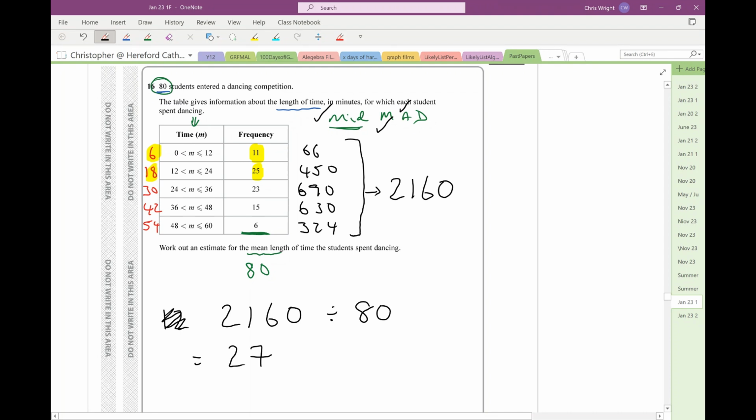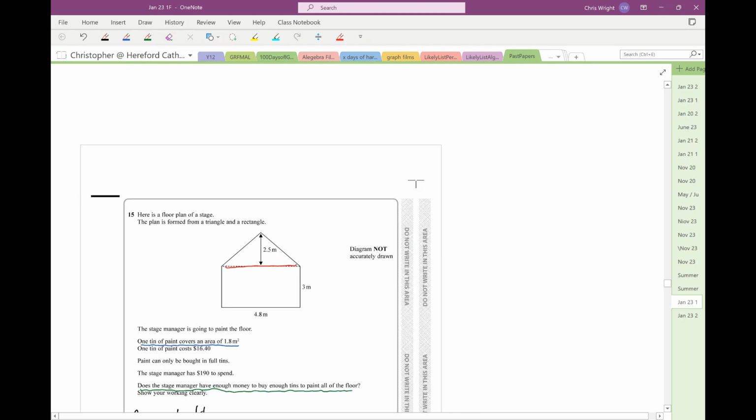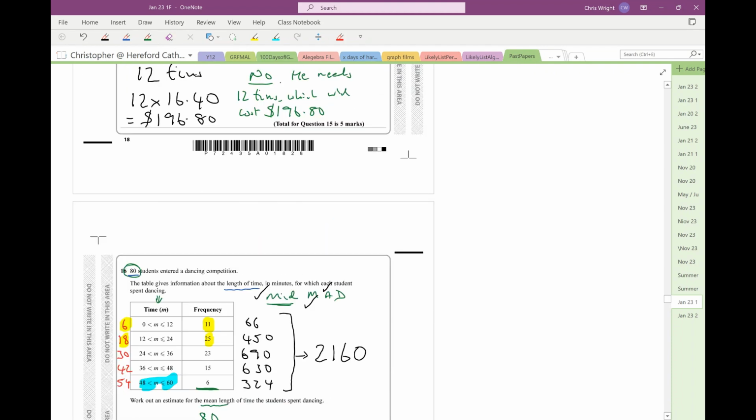Now, before we move on, just have a look and see if you think that's realistic. Okay, here's the times that people spent, and I think that 27 is a realistic mean there, because some people spent quite a lot longer than 27, and some people spent less. Okay, that's number 16 done. Right, number 17.